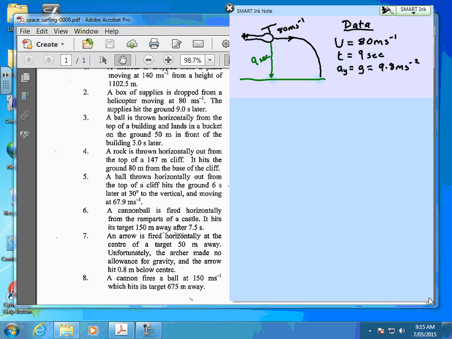When you're writing stuff like that up, should you put the vector arrow, like 80 metres per second and an arrow to the right? Well, at that first instance, you can.